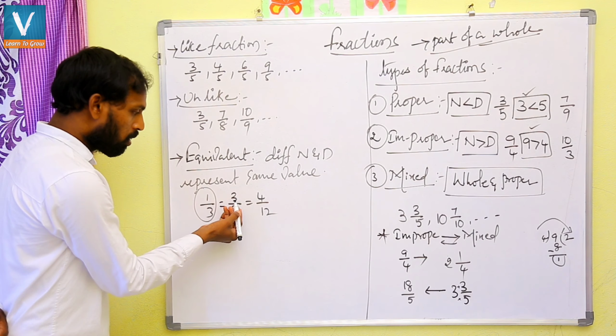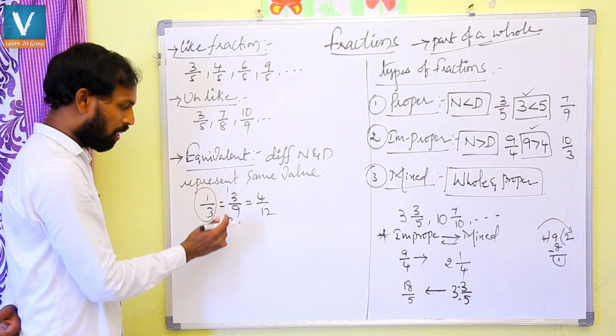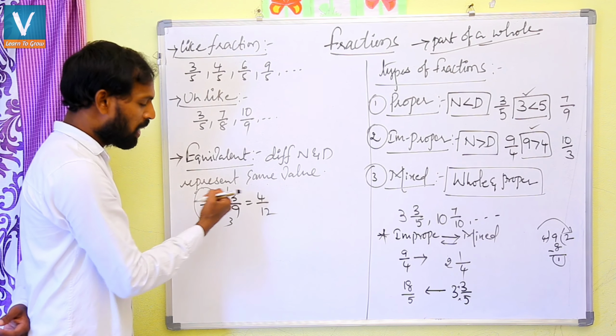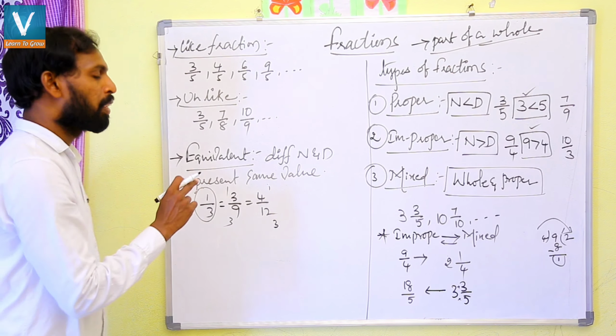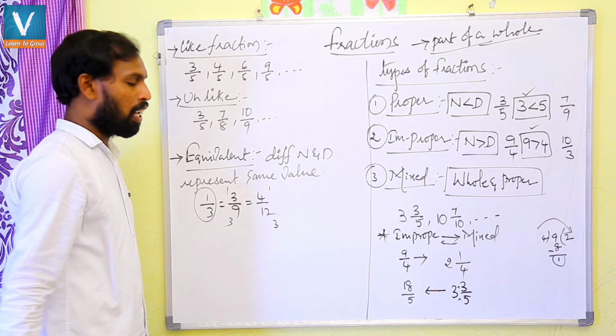How, sir? Here we should cancel. 3 1s are 3, 3 3s are 9. So we get 1 by 3. Yes. The same with 4 by 12: 4 1s are 4, 4 3s are 12. So what it indicates is again 1 by 3 only. Even though they have different numerators and denominators, they represent the same value.